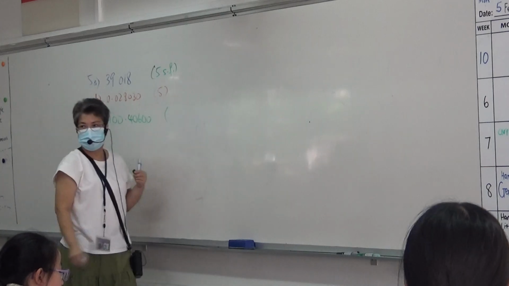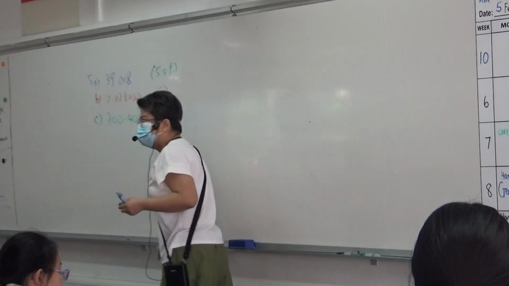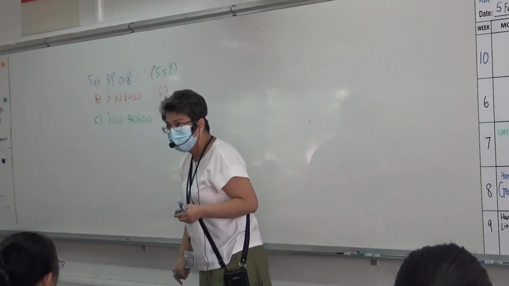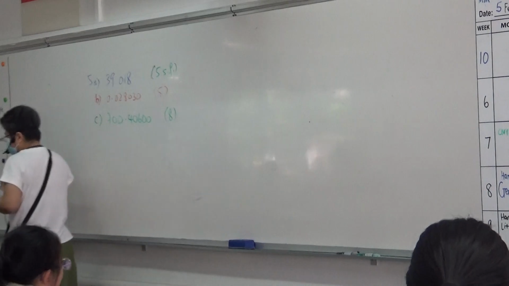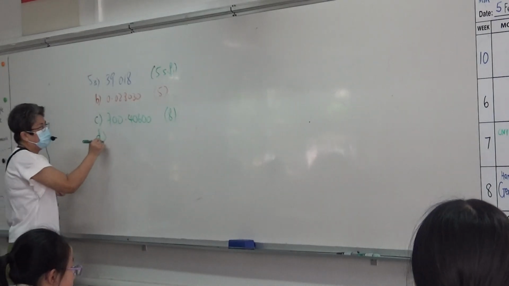How many? Alright, there are 8 cylindrical figures. Can you see? Okay, good. Next one. 2100.